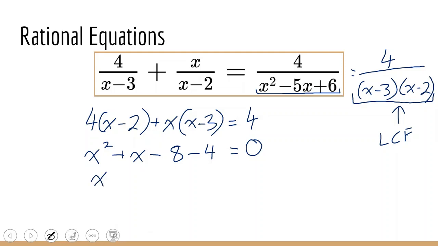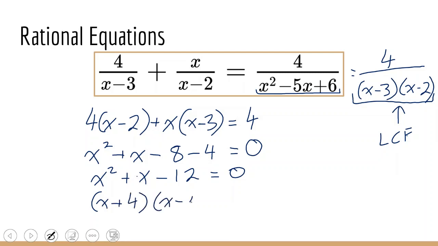From there, I'm just going to gather this 8 and 4. And again, I can see that this we can factor fairly easily and solve that x is either 3 or x is minus 4.